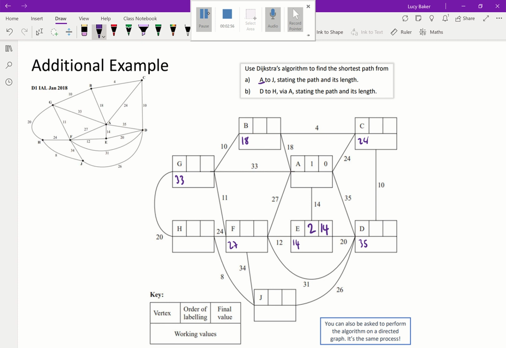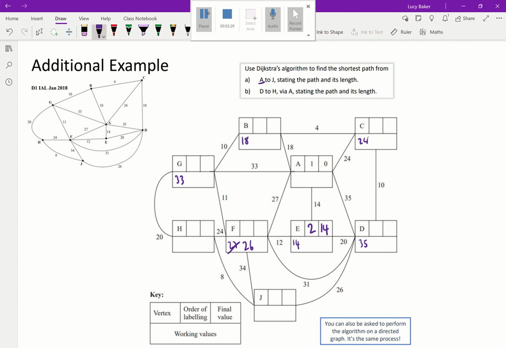Now we need to look at where we can travel to from E and double check, are any of those distances shorter than travelling directly from A? So from E I can get to F in 12. So the total distance there would be 14 plus 12, which is actually 26. So that's actually shorter than 27. So you don't have to cross out 27, but it makes it clearer that 26 is going to be the new shortest path.